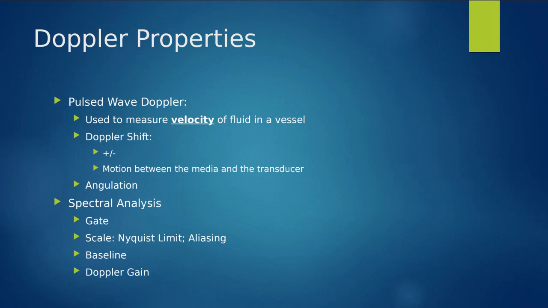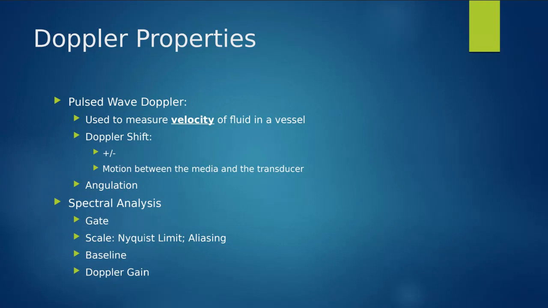Now, there are other things that we need to be aware of to make sure that that is accurate, but very basically, with positive Doppler shifts, the reflector is moving closer to the sound source, the transducer, and it is being displayed above the baseline. With negative Doppler shifts, it is moving further away from the transducer, and it's going to be displayed below the baseline.